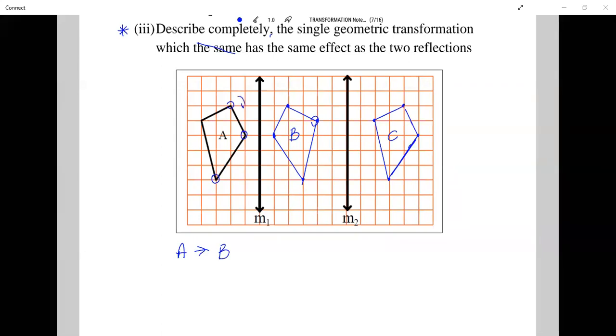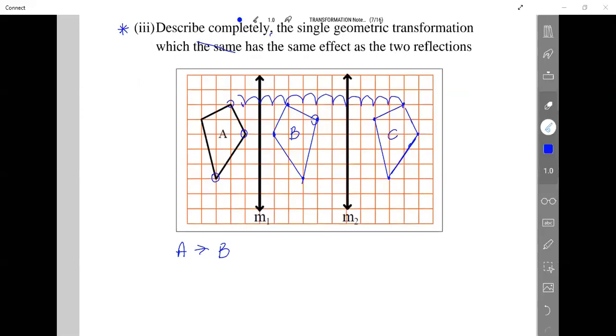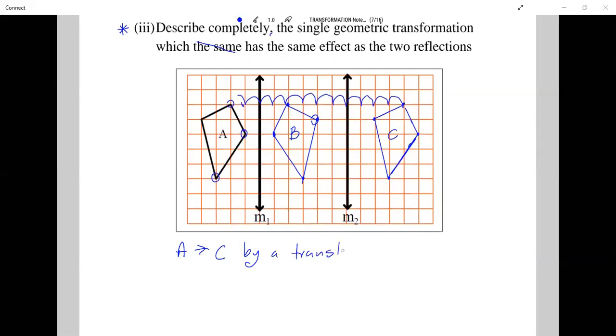1, 2, 3, 4, 5, 6, 7, 8, 9, 10, 11, 12. A would be mapped onto C by a translation of, all right, I just did it and I forgot. 1, 2, 3, 4, 5, 6, 7, 8, 9, 10, 11, 12. Of 12 units, right?